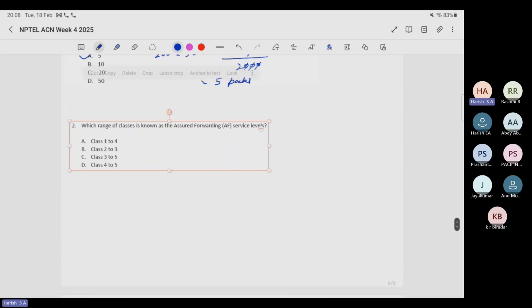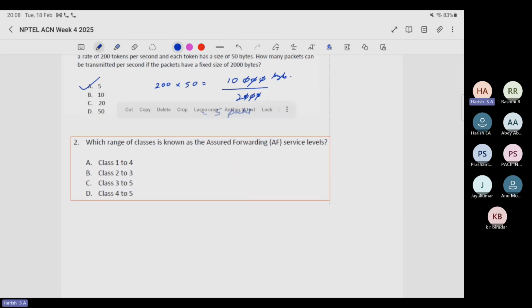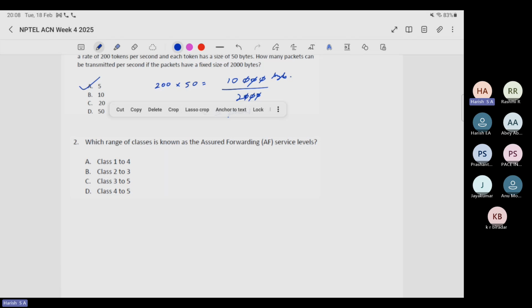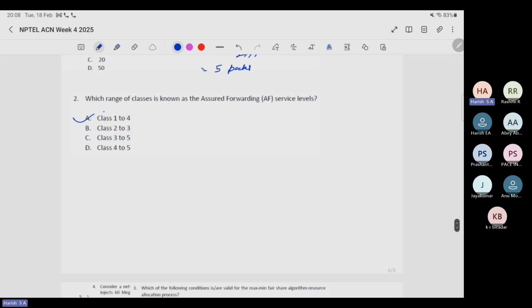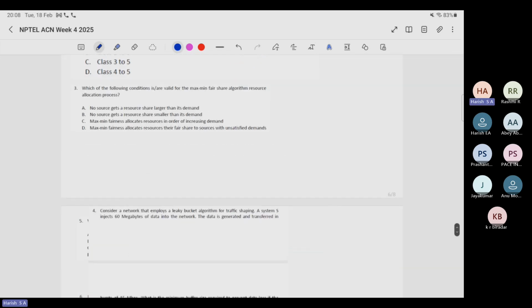So this is assured forwarding, right? This is complete theory. Which range of class is known as assured forwarding service levels? The answer is A, 1 to 4. I'm just giving you the answers. You can verify it also. If something is wrong, you can contact me.